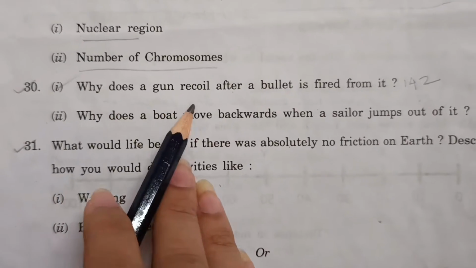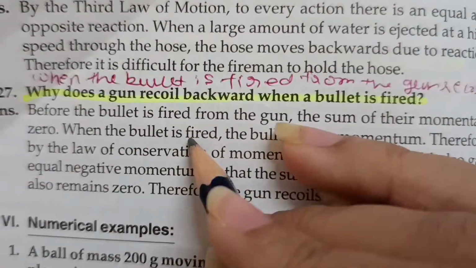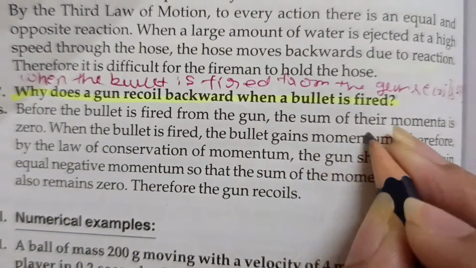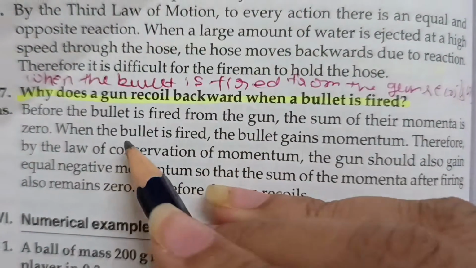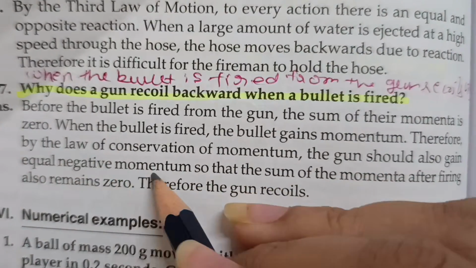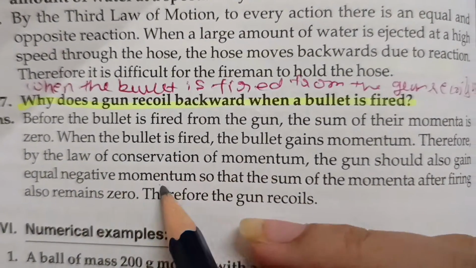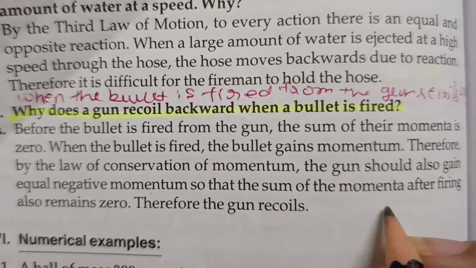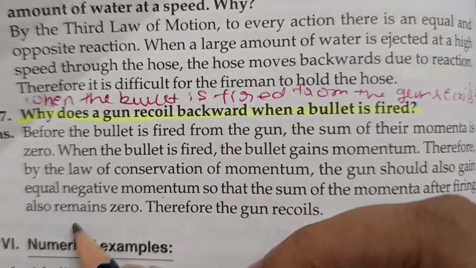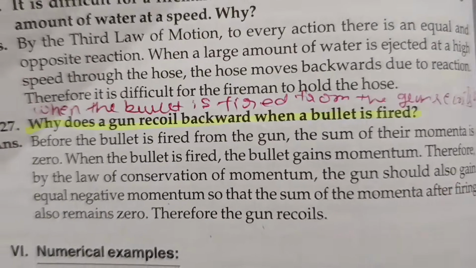Question number 30. Why does a gun recoil after a bullet is fired from it? Before the bullet is fired from a gun, the sum of their momenta is 0. When the bullet is fired, the bullet gains momentum. Therefore, by the law of conservation of momentum, the gun should also gain equal negative momentum so that the sum of the momenta after firing also remains 0. Therefore, the gun recoils.